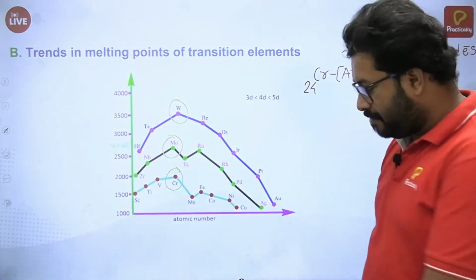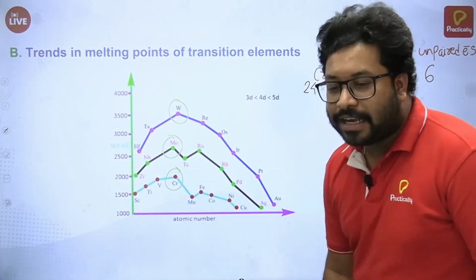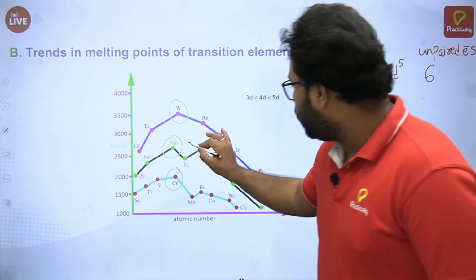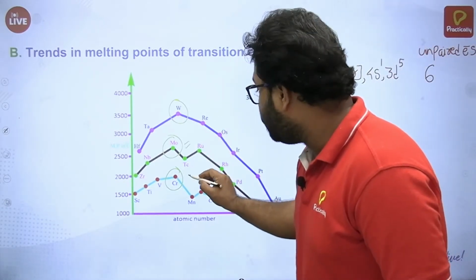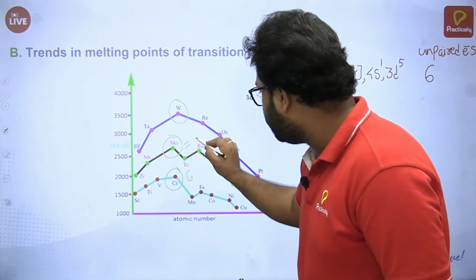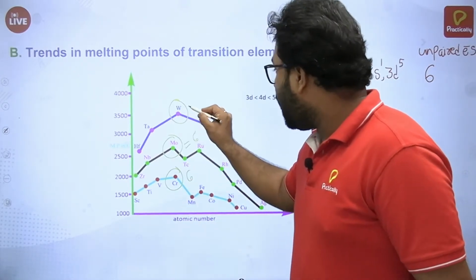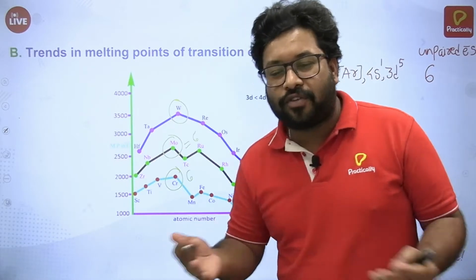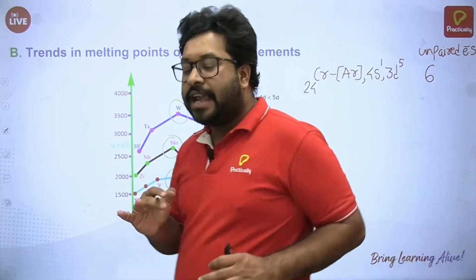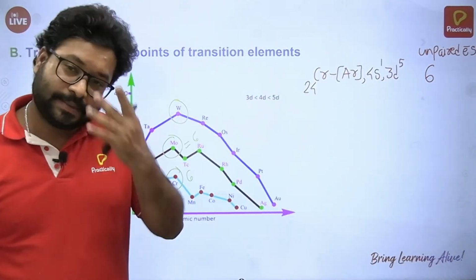Yes, there we are. Look at this. Chromium has 5 unpaired electrons. Chromium has 6 unpaired electrons. Molybdenum also has 6 unpaired electrons, and tungsten has somewhere around 3 or 4 unpaired electrons. So do you find any relationship with this?